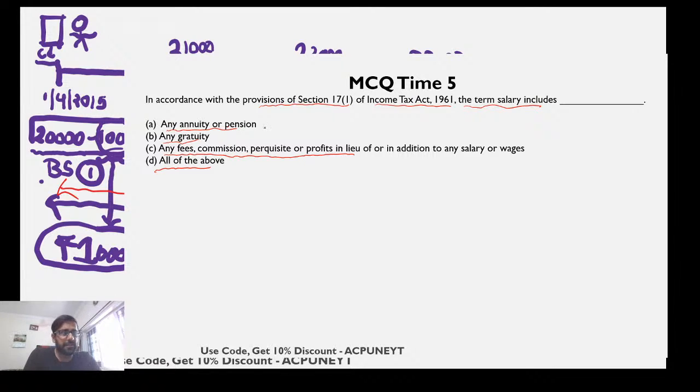Sir, is it annuity or pension? Yes, annuity and pension is includable. Gratuity is includable. Any fee, commission, perquisite is also includable under the head salary. So what is the correct answer? The correct answer is D. We have seen section 17 subsection 1, where it is clearly mentioned what is to be included in salary. Everything is includable under salary.